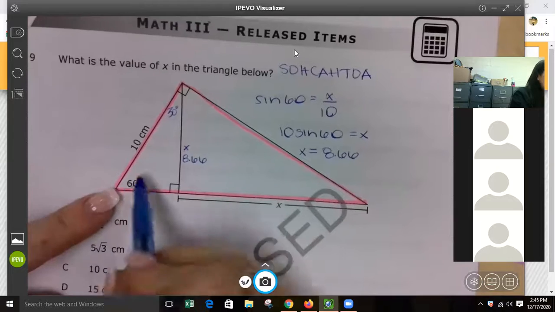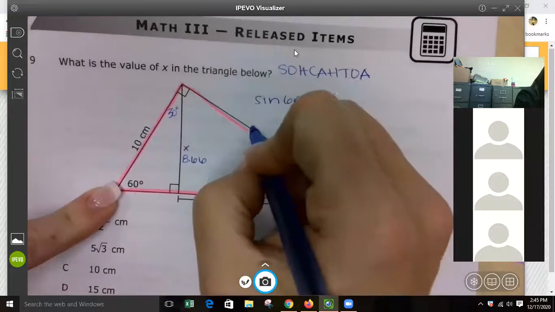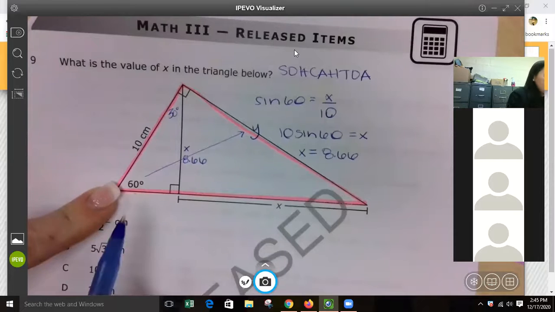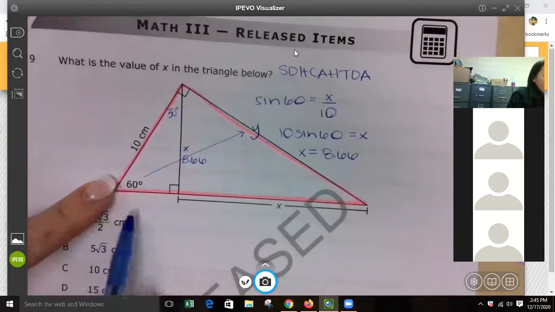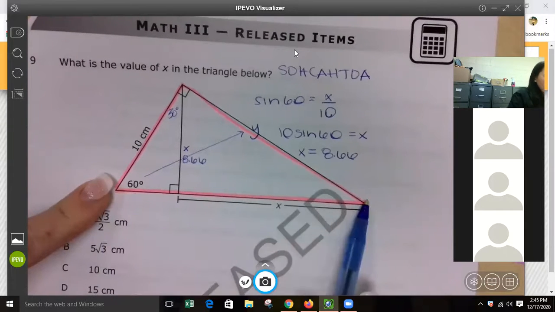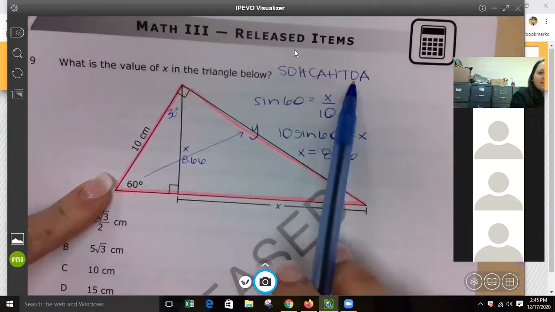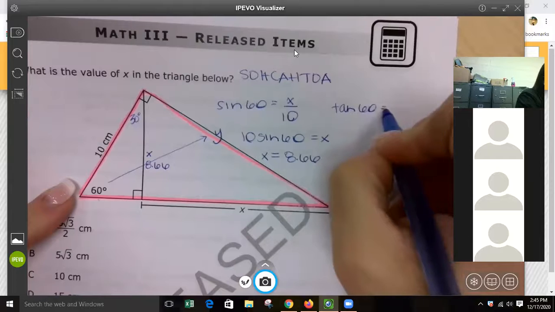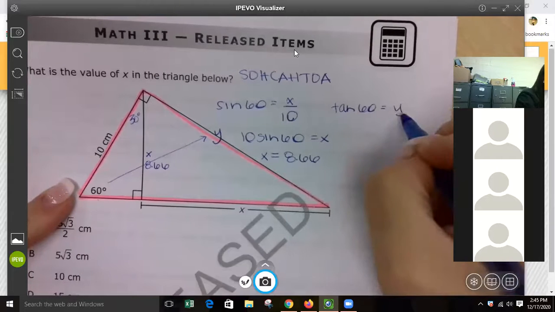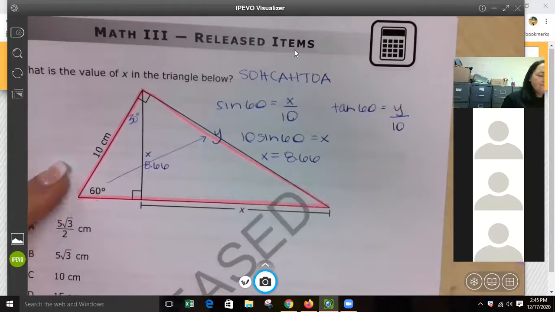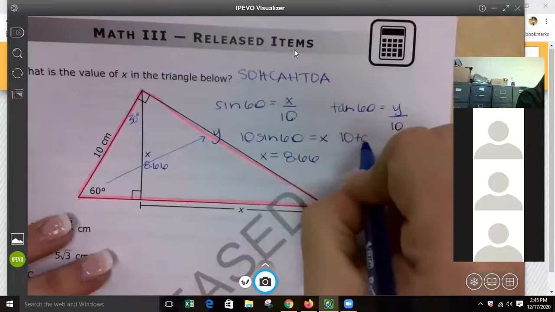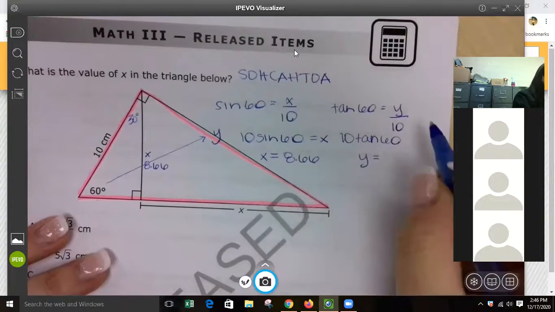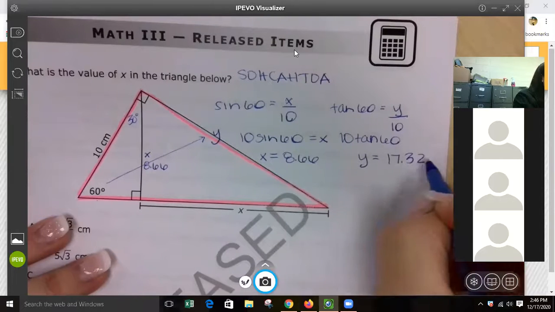All right. So if we have 60, one is the opposite and 10 is the adjacent, because this long side would be the hypotenuse. So opposite and adjacent is tangent. This time we're going to do tan 60. Opposite is y. Adjacent is 10. So we do 10 tan 60. Then we get y equals 17.32.